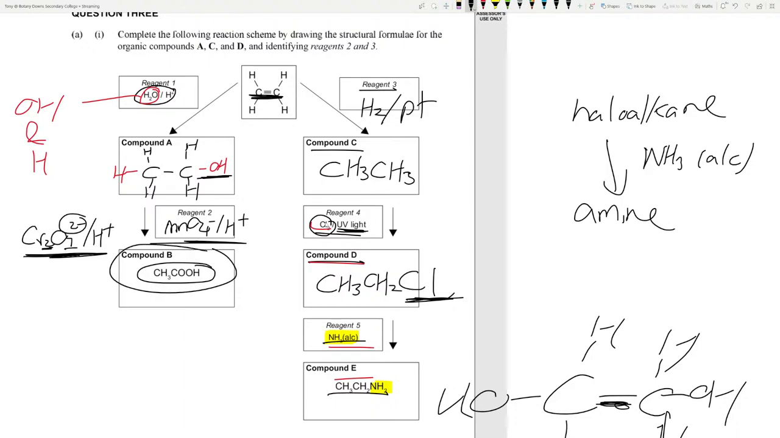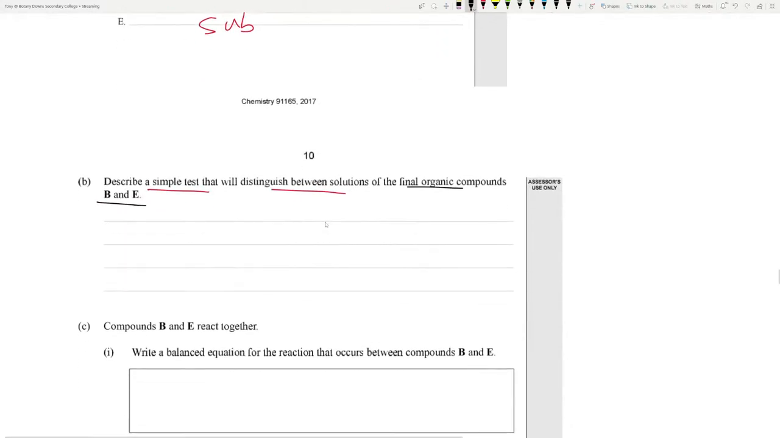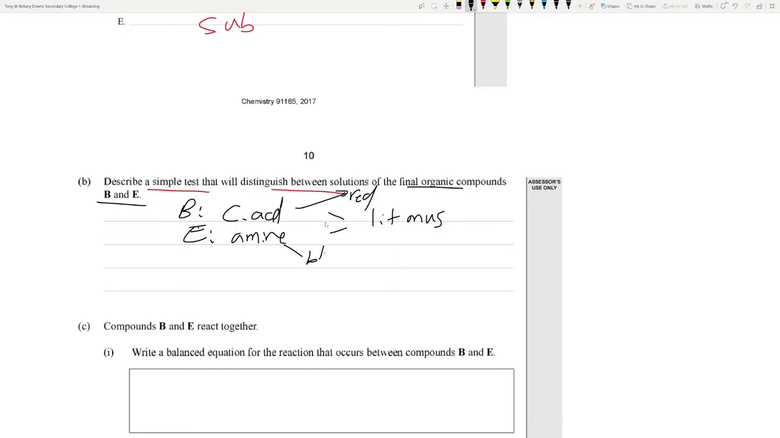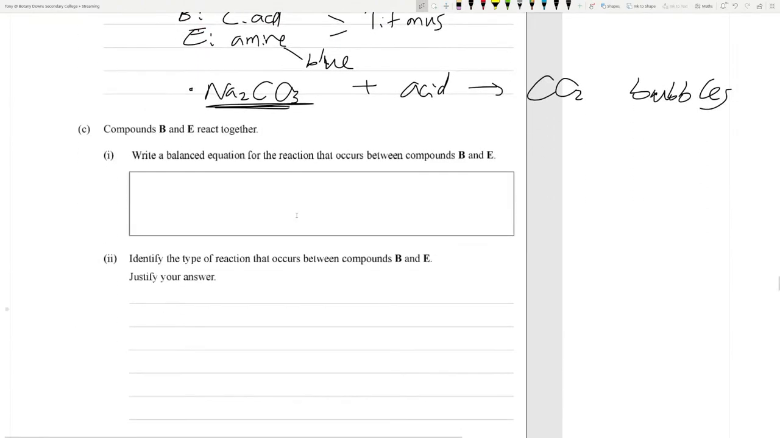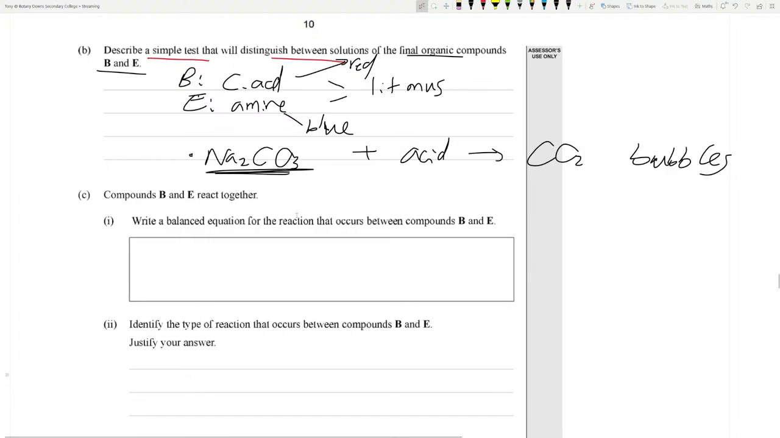All right, how do we distinguish B and E? So B is a carboxylic acid, E is an amine. So what you can do, you can use litmus paper, very simple, because carboxylic acid will turn litmus red, amine will turn it blue. Or if you want, you can use something like sodium carbonate. When this reacts with the acid, you are going to see carbon dioxide bubbles, and that will not react with the amine. Okay. All right, B and E react together. Oh, I kind of did that already, haven't I?